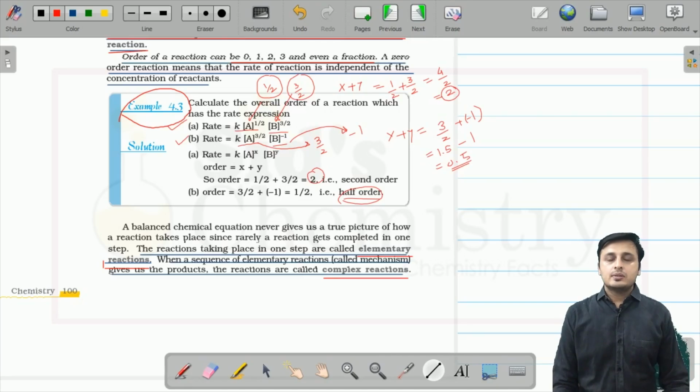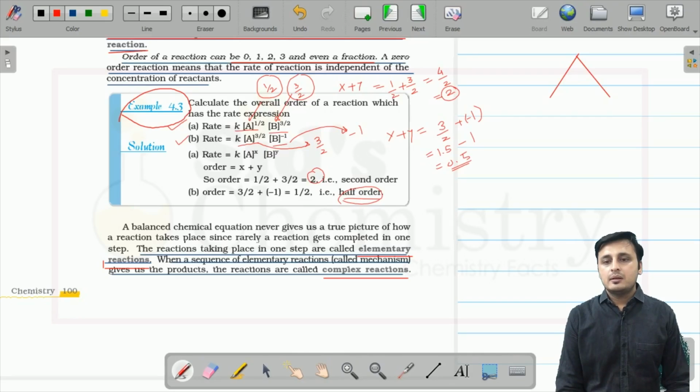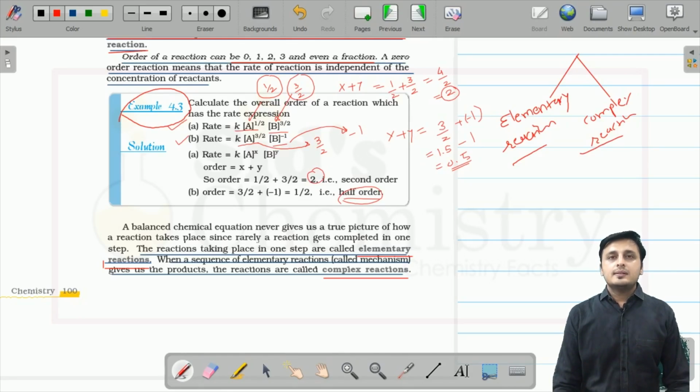Reactions as such are divided into two types. If we divide reactions, they are called two types. One is called elementary reactions, and the other reactions are called complex reactions. Now, what is the difference between these two? To understand the difference, let us prepare some sort of representation.